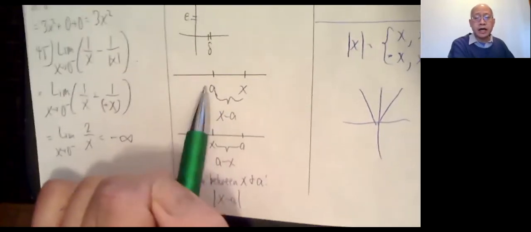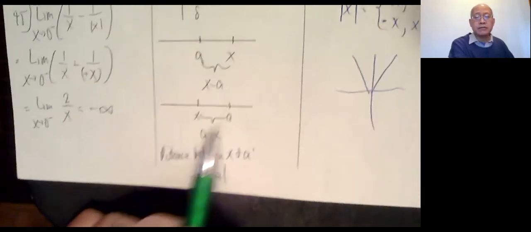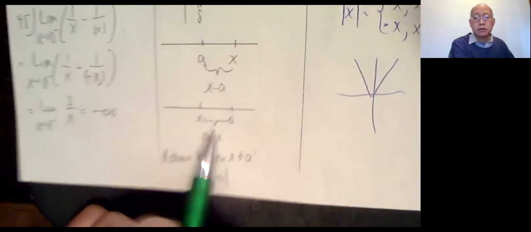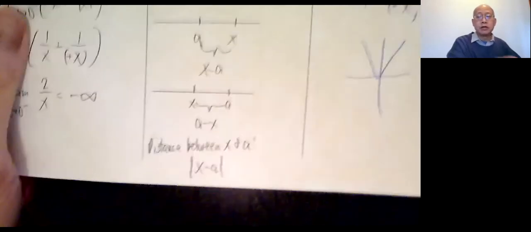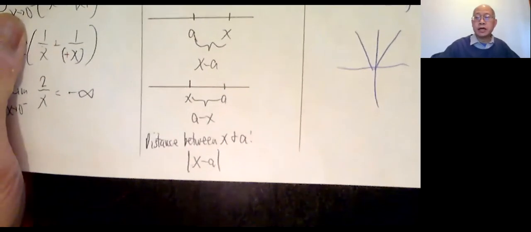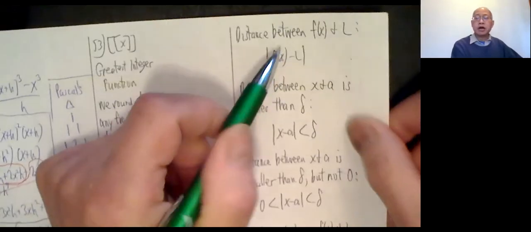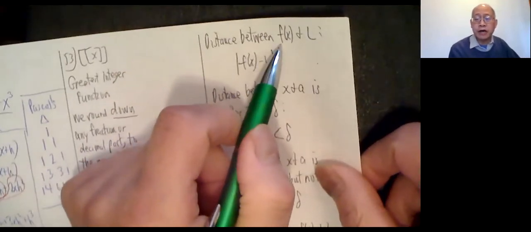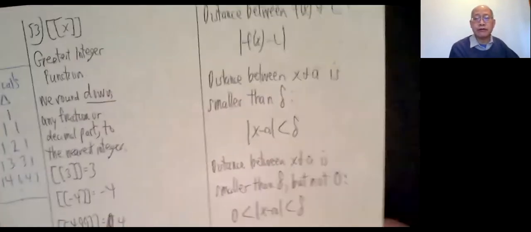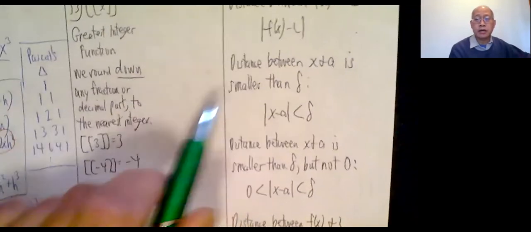Distance between x and a. Well, if x is bigger, it's x minus a. If a is bigger, it's a minus x. You don't want to worry about which is bigger, which is smaller, the absolute value. So in general, the distance between x and a is absolute value of x minus a. By the same logic, this is in the x direction. In the y direction, distance between f of x and L is absolute value of f of x minus L. Okay. Think of that as being y.